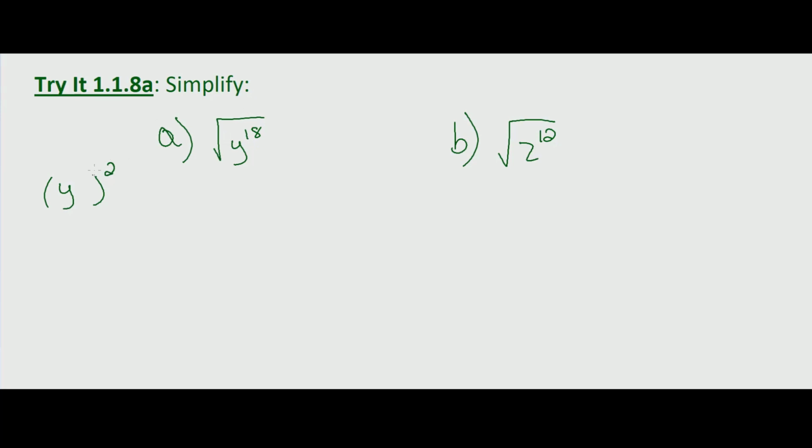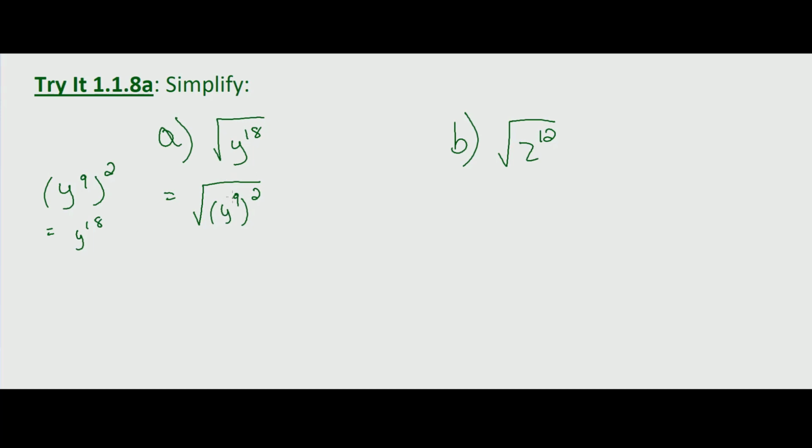Well, when we take a power to a power, we multiply, so we want to know what's 18 divided by 2. That's 9. We need to recognize y to the 9th squared equals y to the 18th. So in other words, the square root of y to the 18th equals the square root of y to the 9th squared. Now we're squaring it. We have a perfect square. It's y to the 9th squared equals y to the 18th.